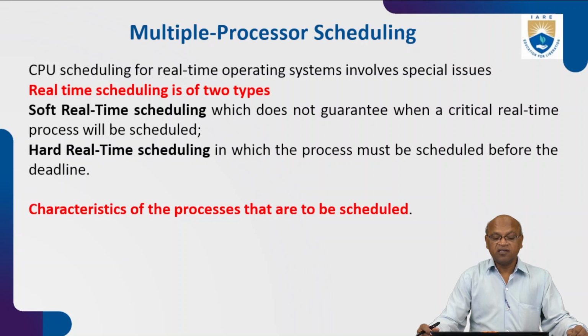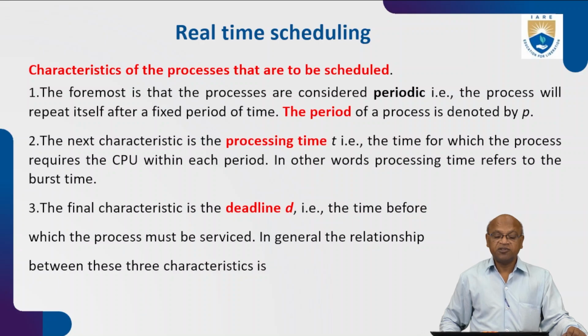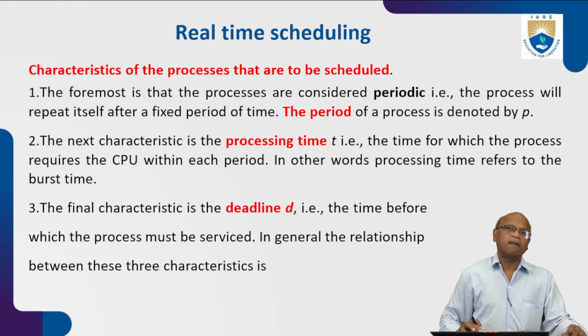CPU scheduling for real-time operating systems involves special issues. Real-time scheduling is of two types: soft real-time scheduling and hard real-time scheduling. Soft real-time scheduling doesn't guarantee when a critical real-time process will be scheduled. In hard real-time scheduling, the process must be scheduled before its deadline. We'll see real-time scheduling, soft and hard, in the next class.